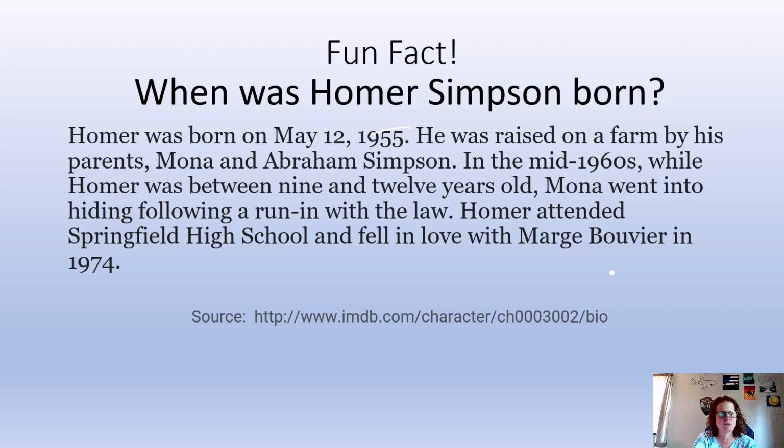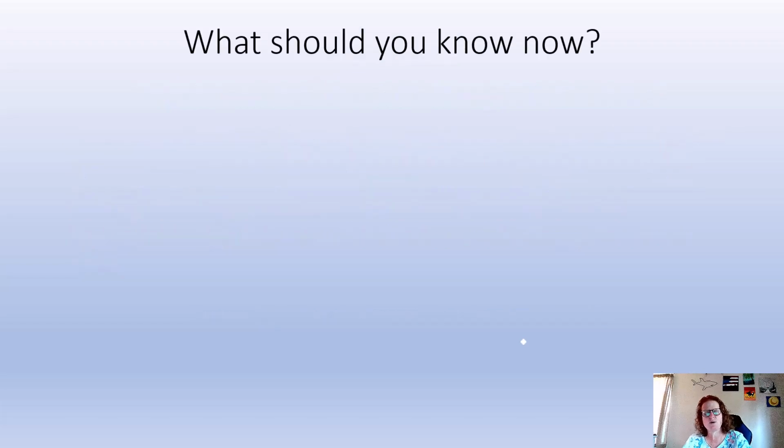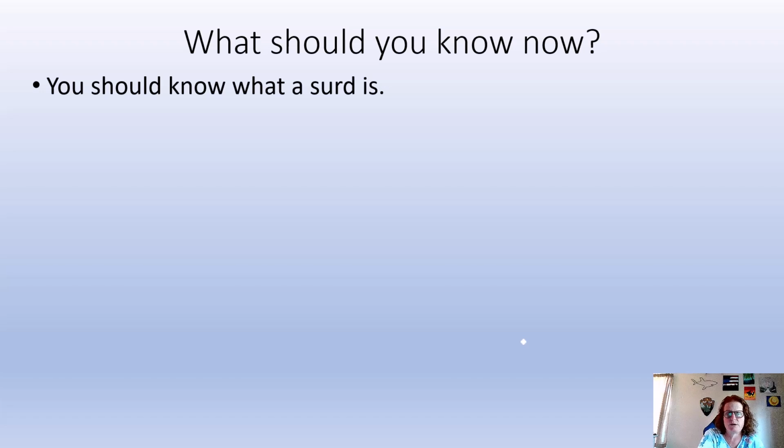Now let's go ahead and answer our trivia question. When was Homer Simpson born? Homer Simpson was born on May 12th, 1955. He was raised on a farm by his parents, Mona and Abraham Simpson. In the mid-1960s, while Homer was between 9 and 12 years old, Mona went into hiding following a run-in with the law. Homer attended Springfield High School and fell in love with Marge Bouvier in 1974. Just a fun fact.